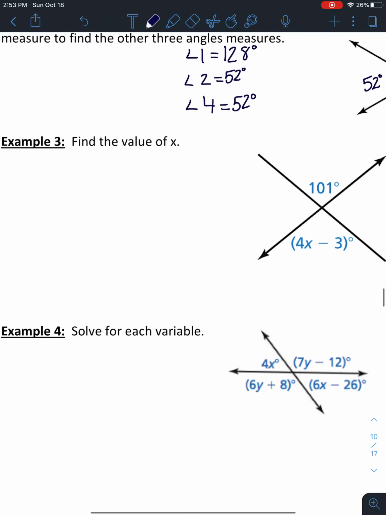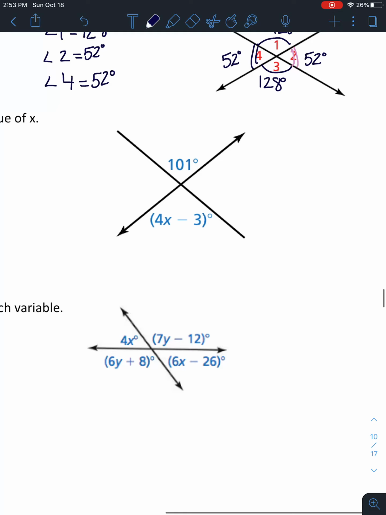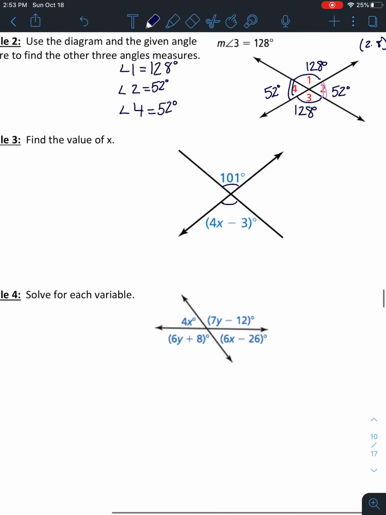All right, let's look at the third example here. Find the value of x. Once again, we've got two angles that are vertical angles. So let's go ahead and solve for x. We know vertical angles are equal, so we're just going to do 4x minus 3 is equal to 101.